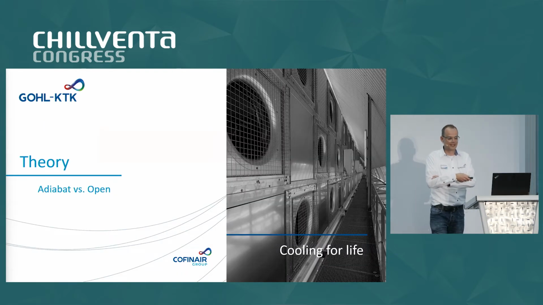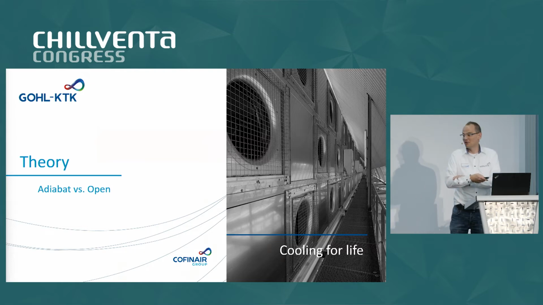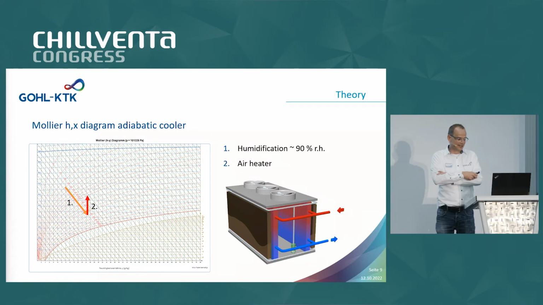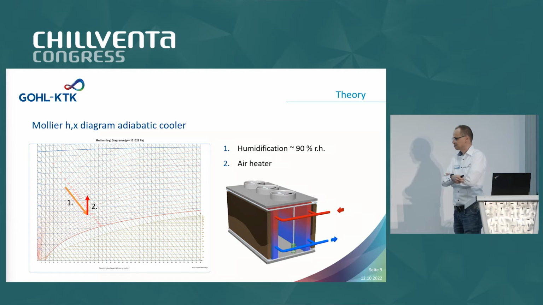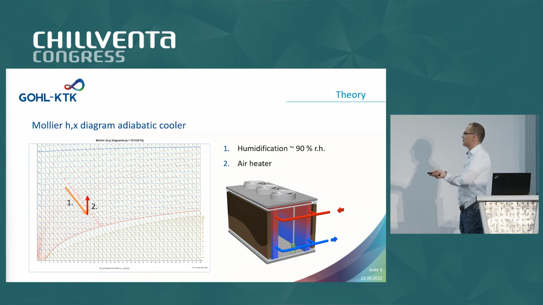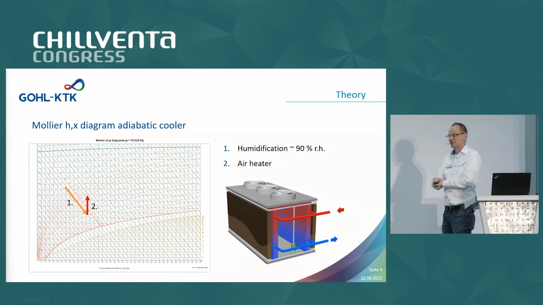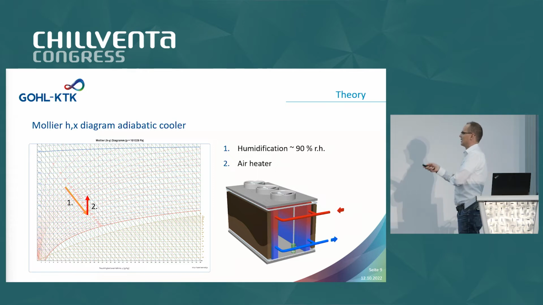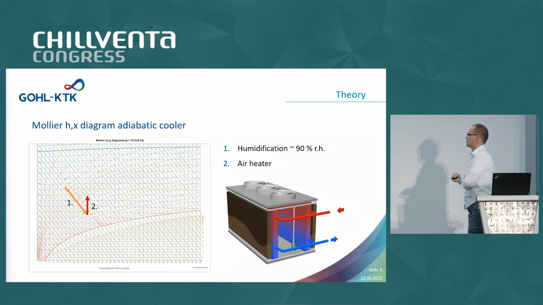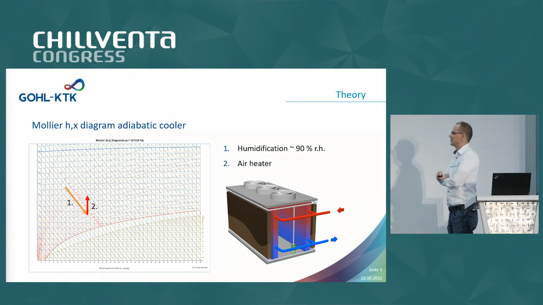Let's go to the theory to show how adiabatic systems and open cooling towers work in the Mollier HX diagram. Here you have the division of the humidification pad and the heat exchanger in two parts. So we have two separate processes. One is the humidification of the air, and the other is the cooling of the fluid to get the heat to the ambient.